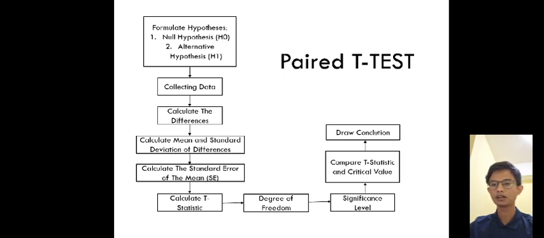So there are some notes that we should keep in mind. The first one is a paired t-test assumes that the differences between paired observations are approximately normally distributed, and it's suitable for repeated measurements on the same subject or matched pairs. And here are some formulas that I've explained before, the formulas for the paired t-test.